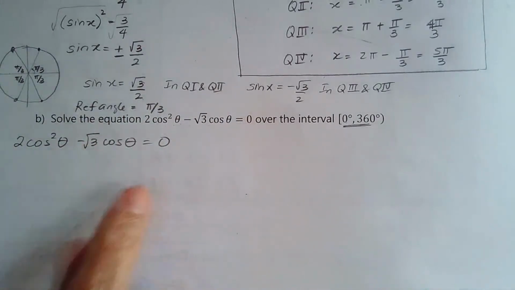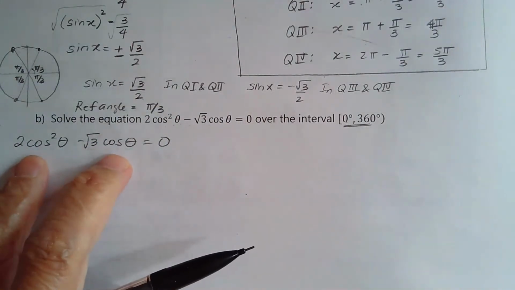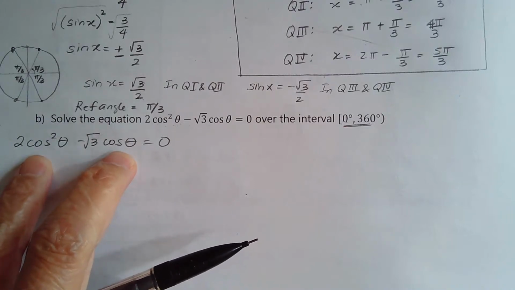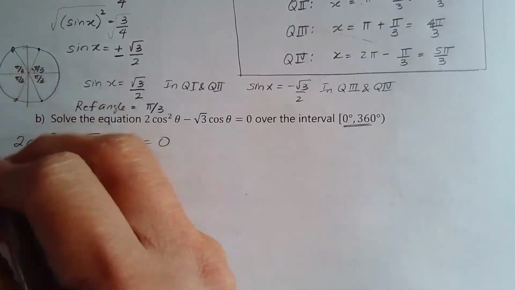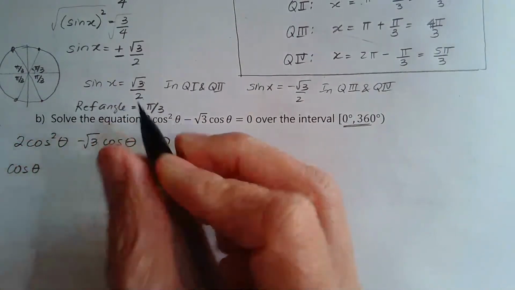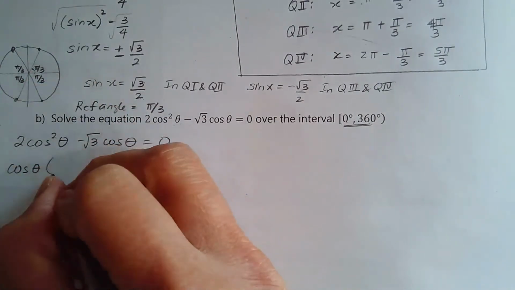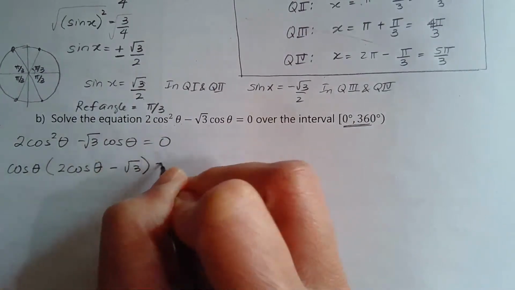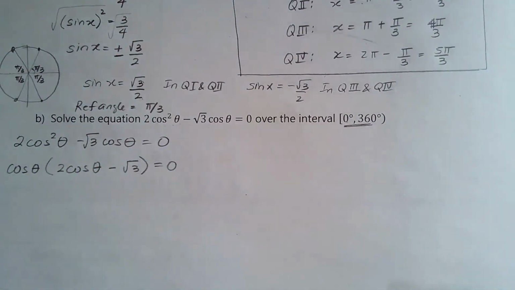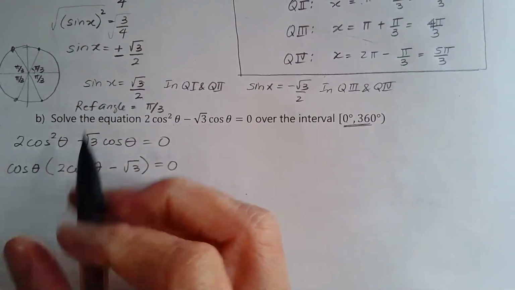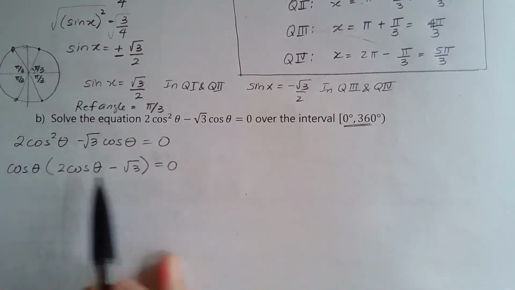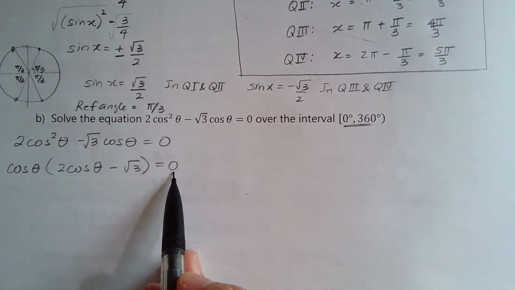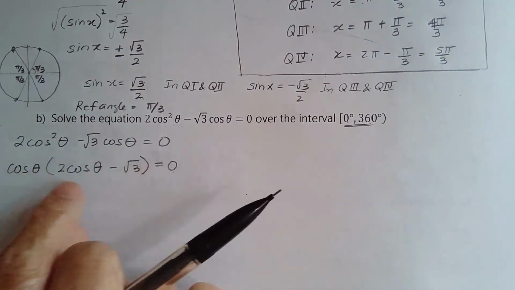So what we could do in here, we can see that there is a common factor of cos theta here. So factor out the cos theta. And once we factor out the cos theta, we're left with 2 cos theta minus root of 3 equals 0. So we have 2 possible solutions. It's either cos of theta equals 0 or 2 cos of theta minus root of 3 equals 0. So let's see that.